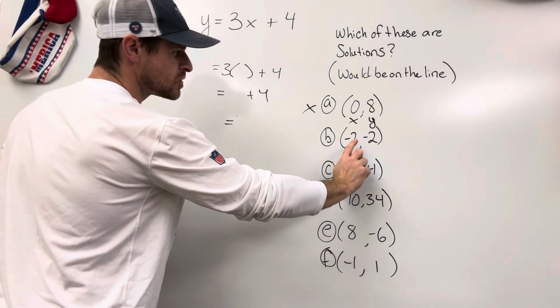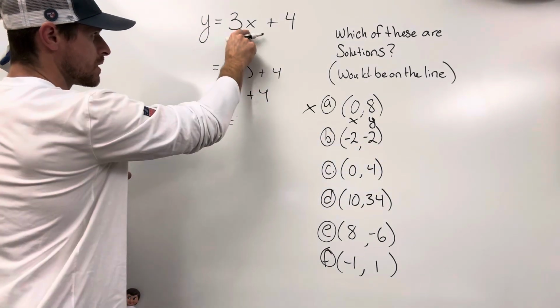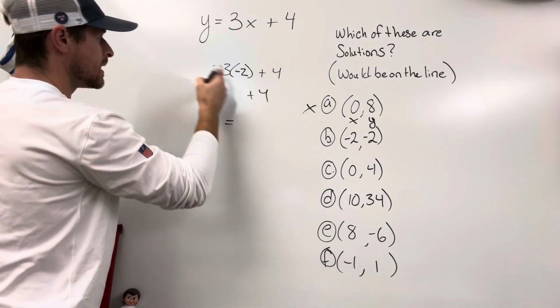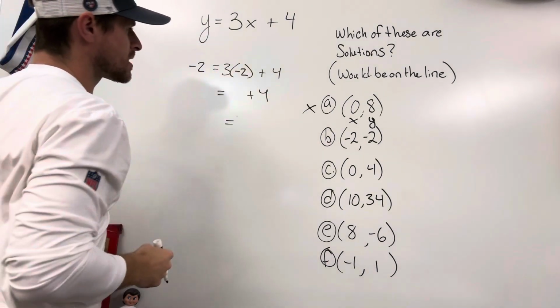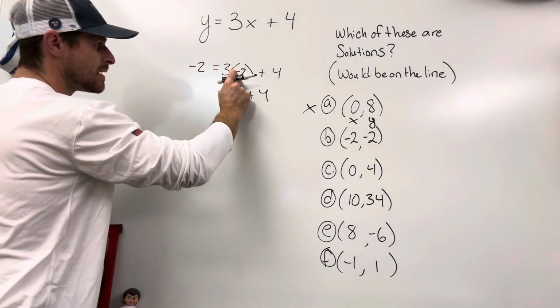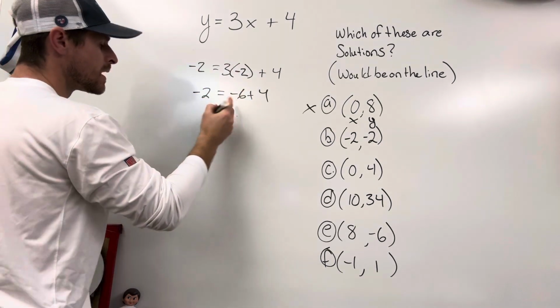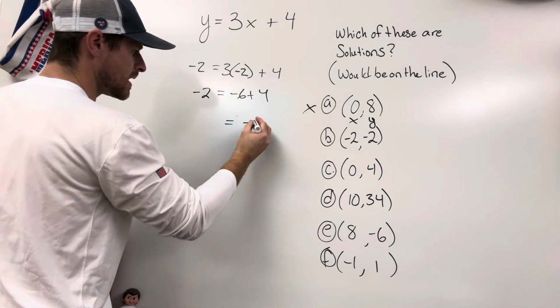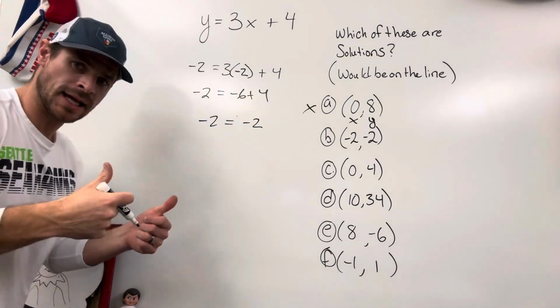So for B, I need to check (-2, -2). -2 is my x, so it's going to go where the x is. -2 is my y, so it's going to go where the y is. And I just check to see if this comes out to be true. 3 times -2 is going to give me -6. -2 comes down. -6 plus 4 is -2. And what was it supposed to be? -2.